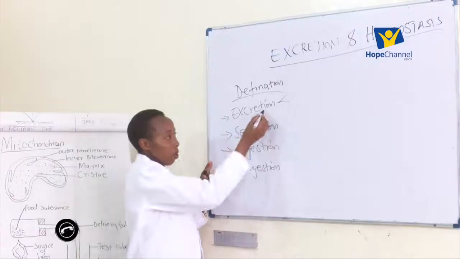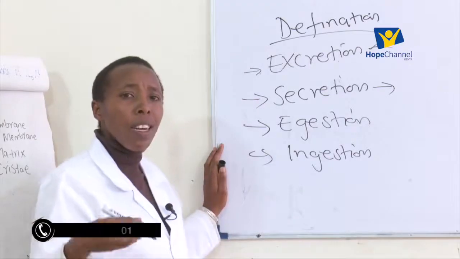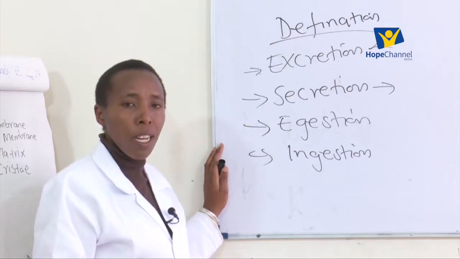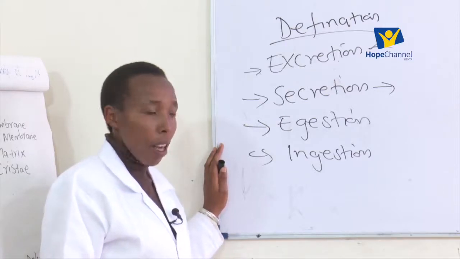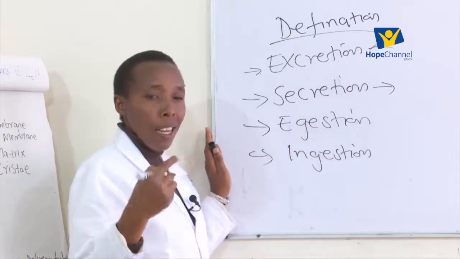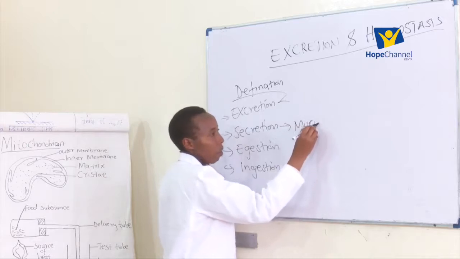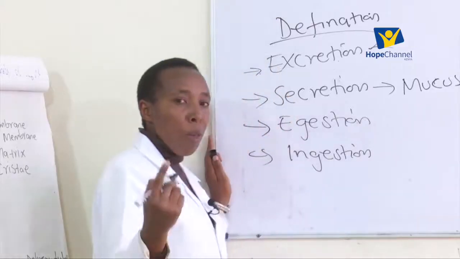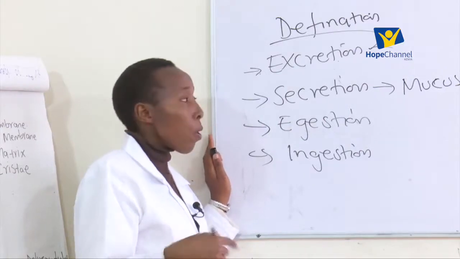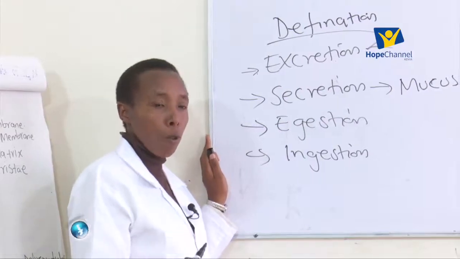That is excretion. When we talk about secretion, secretion is the release of useful substances from the body cells. An example of a useful substance that can be secreted by the body is mucus. So we cannot say mucus is a waste product. No, it is not, because mucus is useful. Yes, it is secreted, but it is useful.